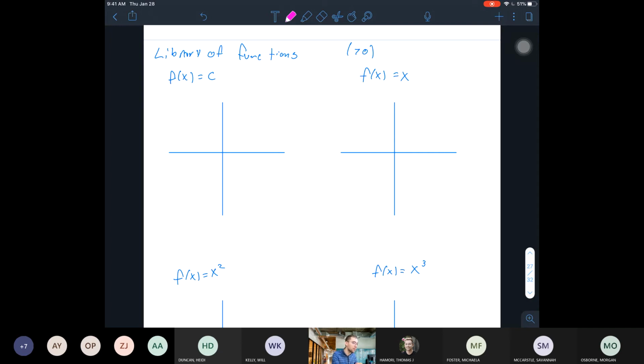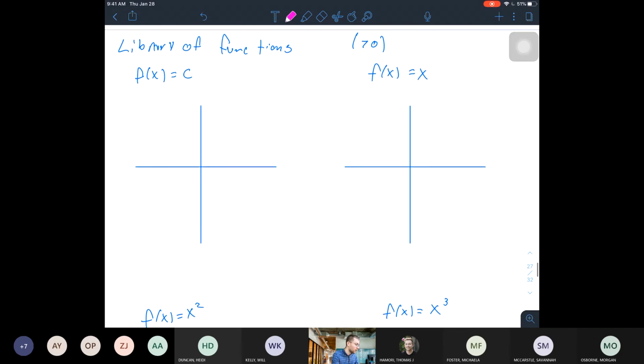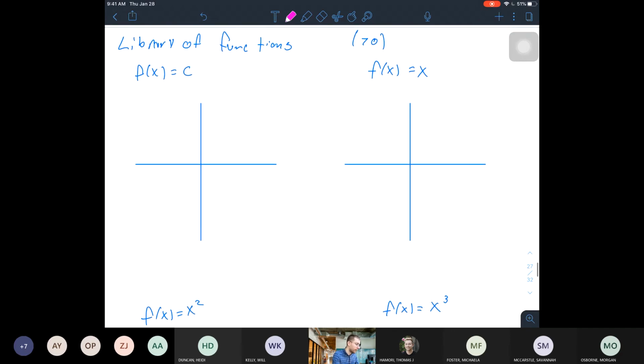You can always plug in points on a table, but that'll only get you so far. You need to know the shape of these functions. All right, so I'm just going to go through these pretty quick. If we have f of x equal to c, some constant, we call this a constant function. And we just put a line right where the constant is. It's a horizontal line. That's what a constant function looks like.